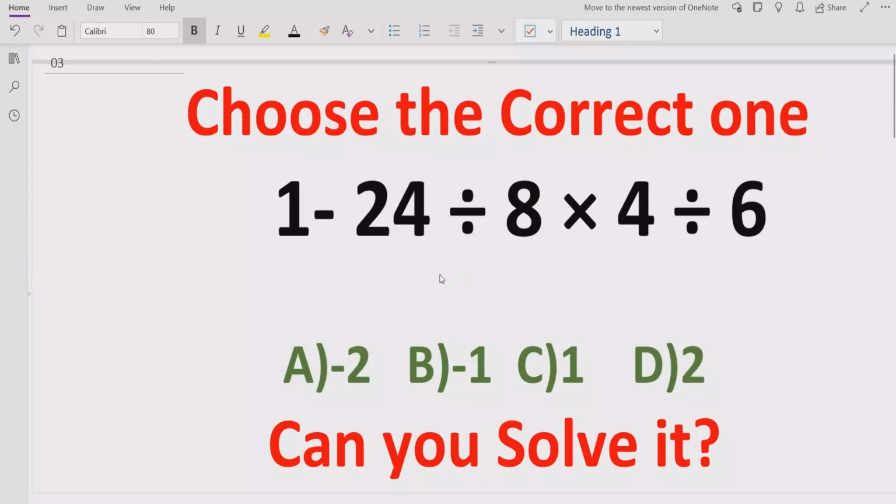Today we will solve another quiz which is related to arithmetic expression. The quiz contains the basic operations plus, minus, multiplication and division. So we have to solve this quiz using PEMDAS and BODMAS method and find out the correct answer. In the answer list we have four answers. A is -2, B is -1, C is 1 and D is 2. So let's see after solving it which answer is correct.